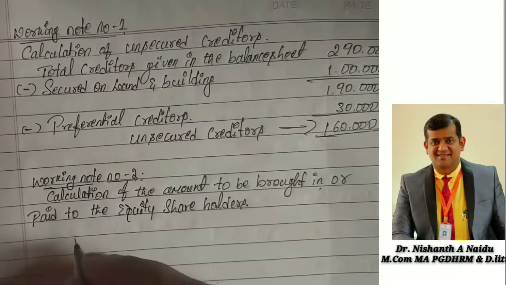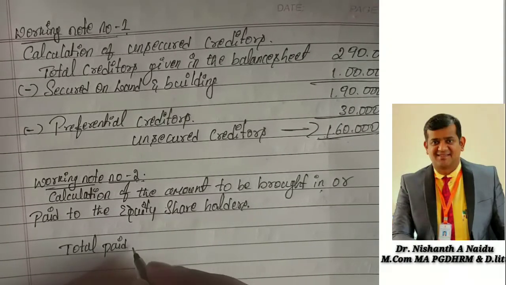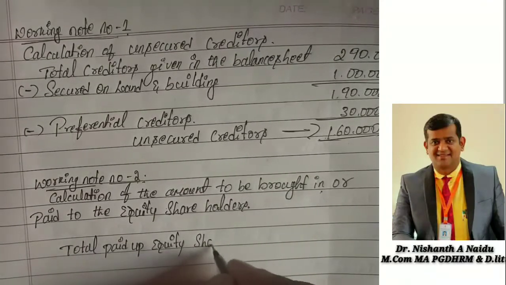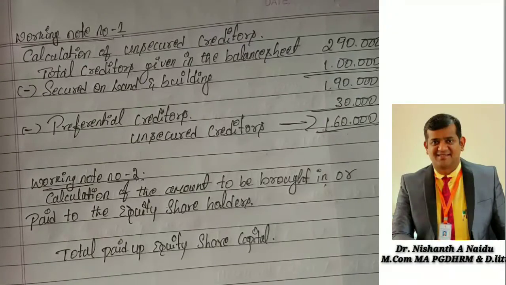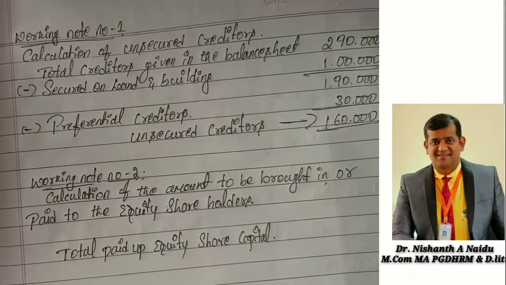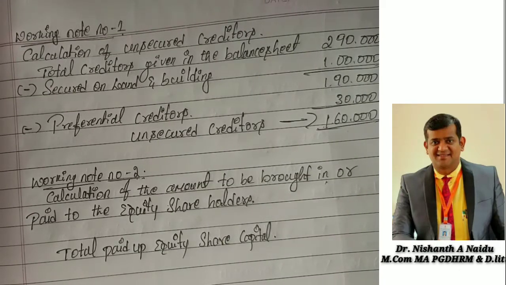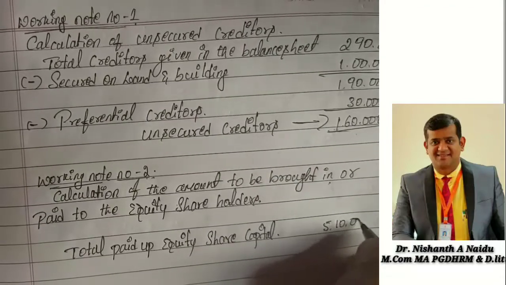Now let us identify the total paid up equity share capital. Just check the question in the old balance sheet: 2,000 equity shares of rupees 100 each, 75 rupees paid up. So 2,000 into 75 is 1,50,000 rupees, plus 6,000 equity shares of rupees 60 paid, that is 3,60,000. So the total paid up equity share capital is 5,10,000 rupees.